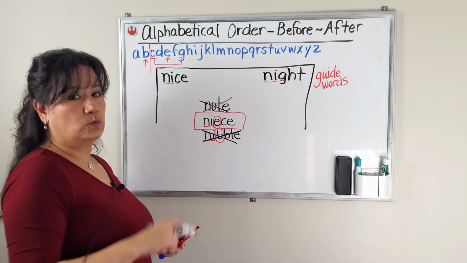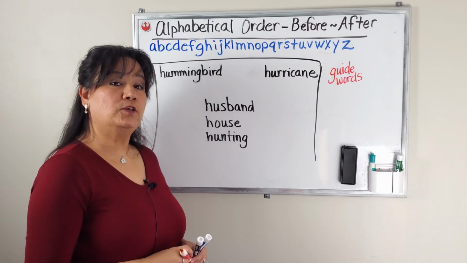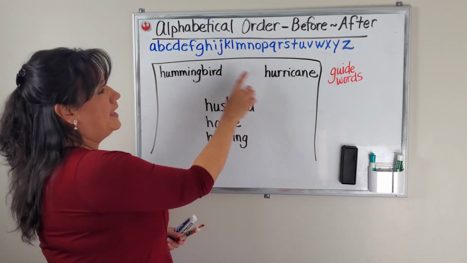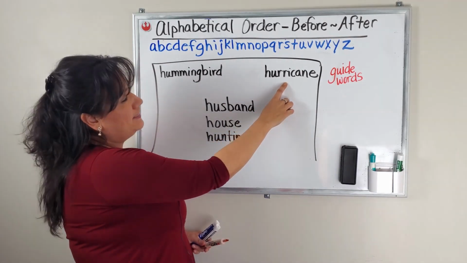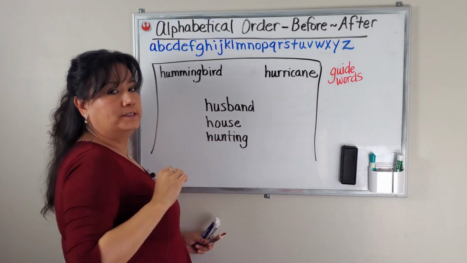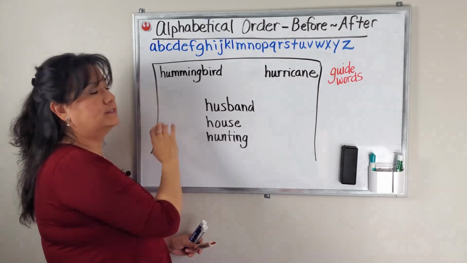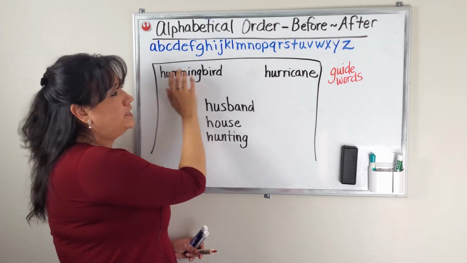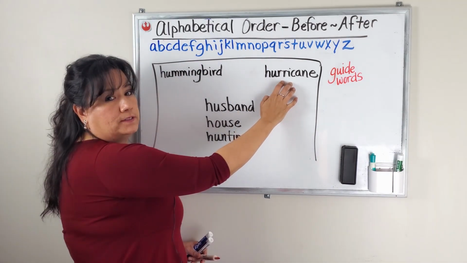So let's practice one more. Let's practice using these two words, my favorite words, hummingbird and hurricane. These are going to be our guide words again. And again, these are the words that help us to know which is the first word on this page and which is the last word on this page.